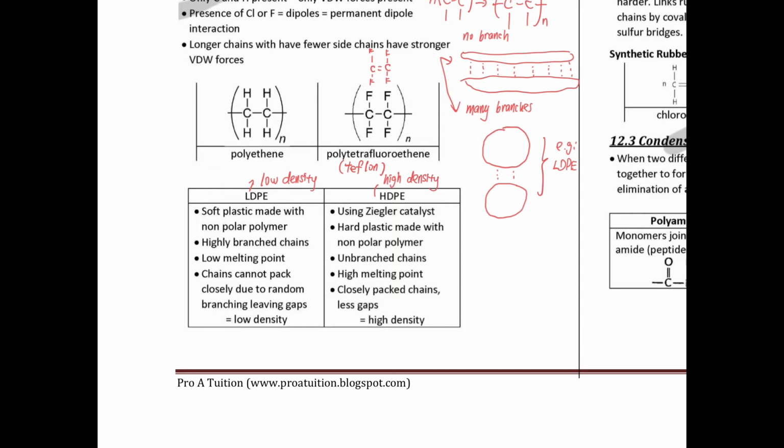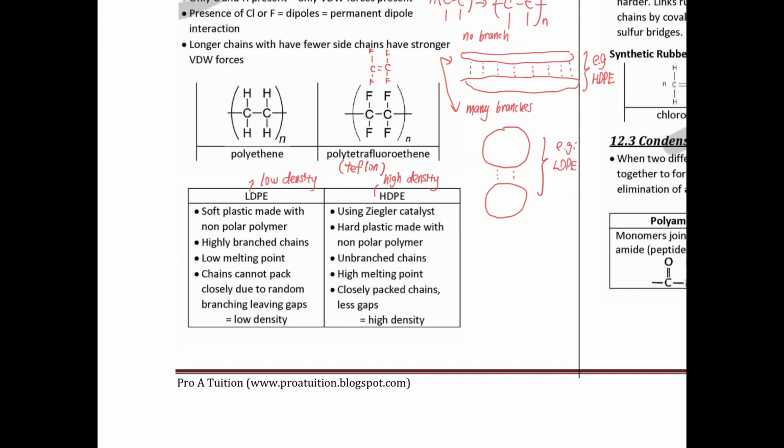So, unbranched chains. It belongs to this situation. Unbranched. They are straight polymers. Okay, so I can label it here. This one example is HDPE. And then the next one, unbranched chains, high melting point.